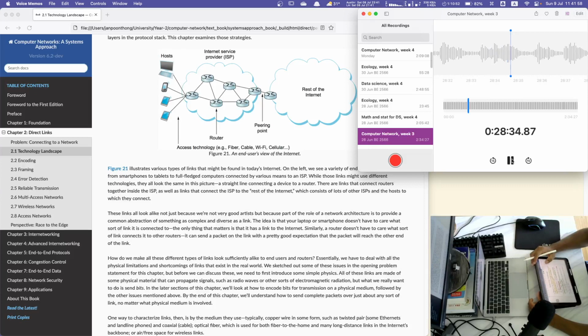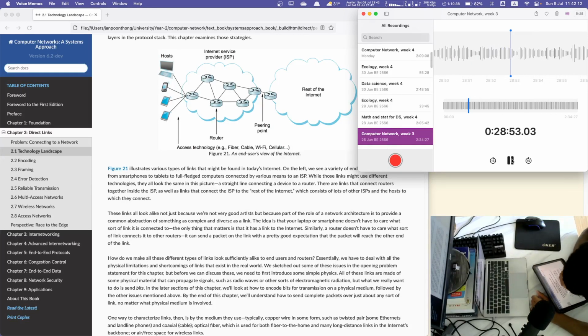How do we make all the links to the users and the routers look the same, alike? First, deal with all the physical limitations and shortcomings of links in the real world. What is the link? A connection between two routers, or between a user host and a router, or between the rest of the internet and the internet service provider. They use links. So what type of link is that? How are the links activating?